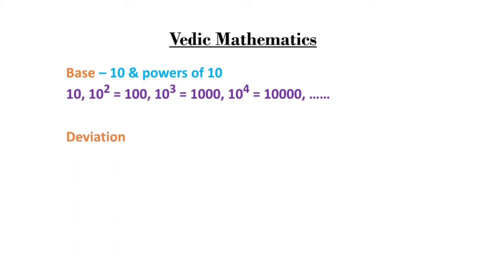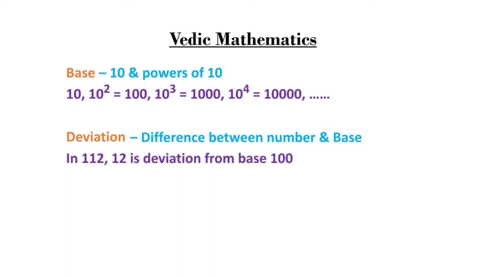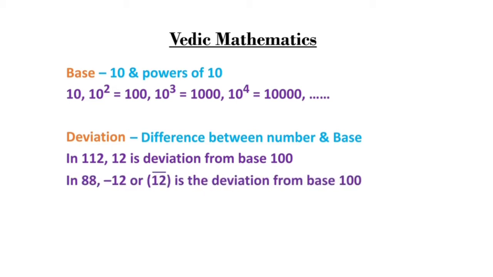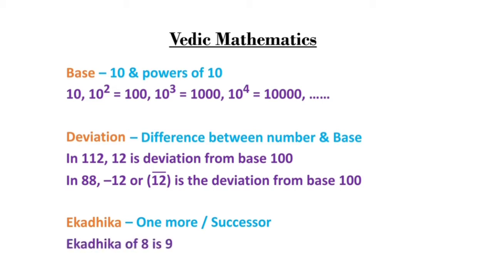Deviation. It is the difference between the number and the base number. The deviation can be either positive or negative. For instance, for 112, 12 is the deviation from the base 100. Whereas for 88, minus 12, or in Vedic maths 12 bar, is the deviation from the same base 100. Next keyword is ekadhika, which we have seen several times earlier. That means one more, say successor. Ekadhika of 8 is 9.